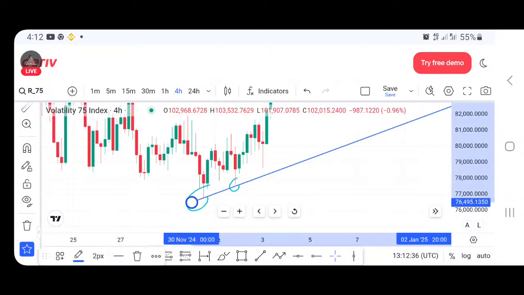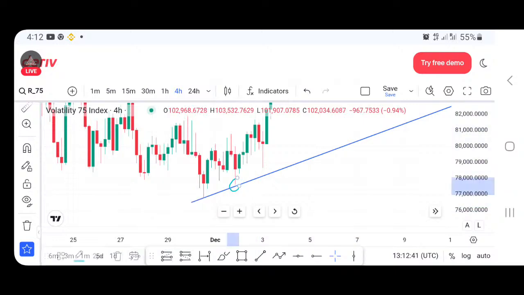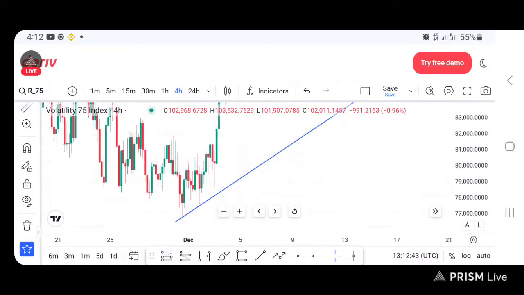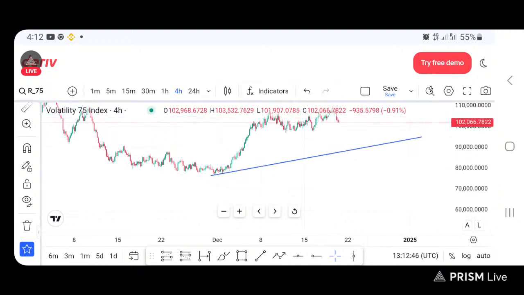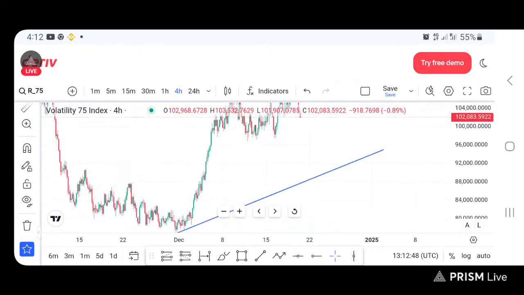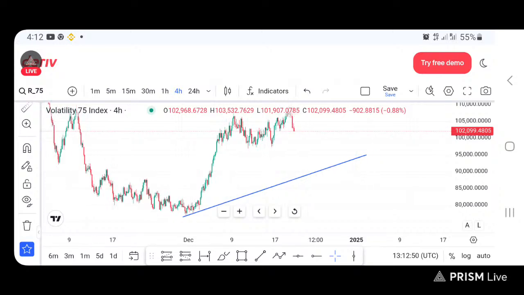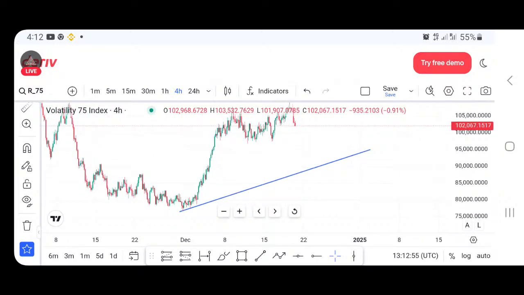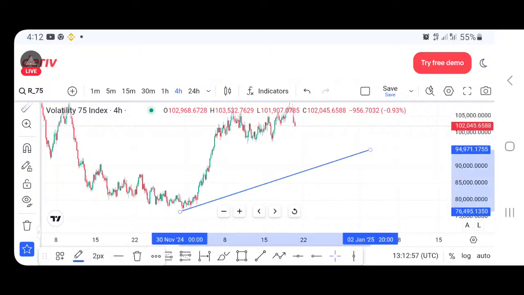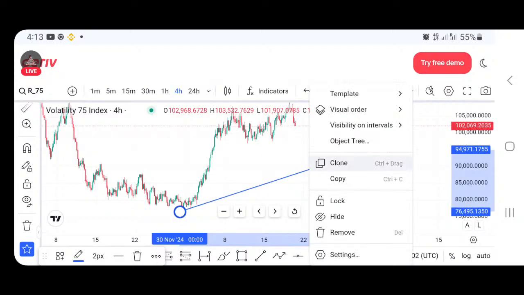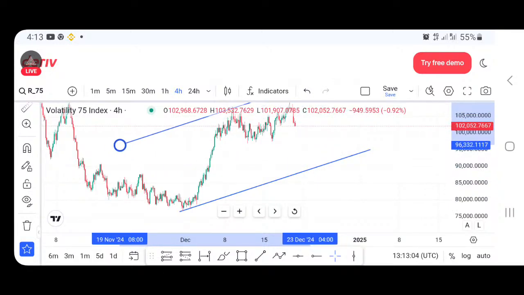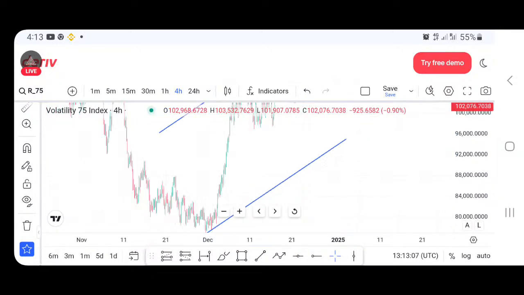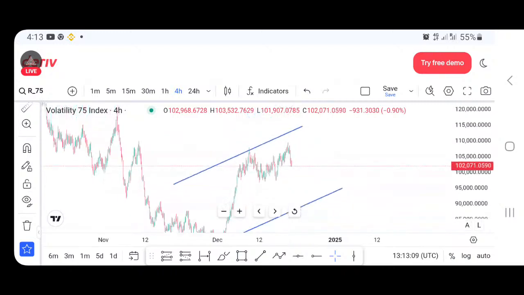Let me lock this trend line so it does not run away, and I delete this because I don't want it now. After doing that, we clone this trend line, which is going to give us an overall direction where we are heading. Are you getting the point? I locked it, so I have to unlock it again so that I can clone it. So we bring another trend line upward. Are you getting the point?